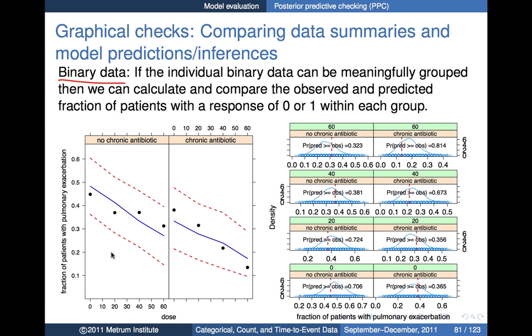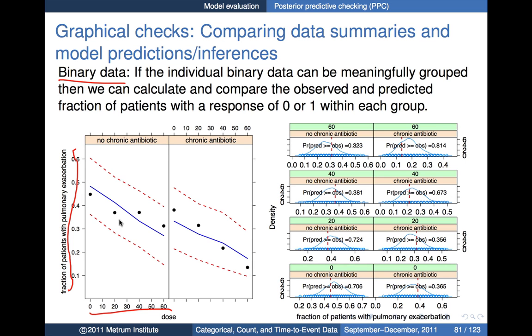The original data, by the way, corresponds to your hands-on example 1. In fact, this is exactly from hands-on example 1, where we were looking at patients that experience pulmonary exacerbation. The raw data is binary. It's either a 0 for patients who experience no pulmonary exacerbation, or it's a 1 for anybody that experiences at least one pulmonary exacerbation. So that's why we've got fraction of patients with pulmonary exacerbation on our y-axis. Plotting that versus dose, and then it's also been broken out here by whether or not the patients were also taking chronic antibiotics.